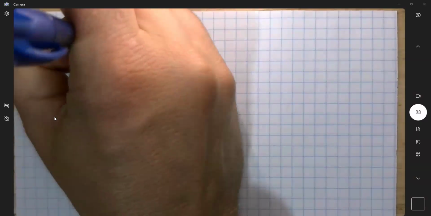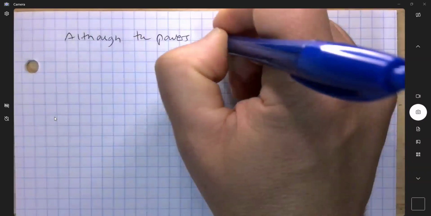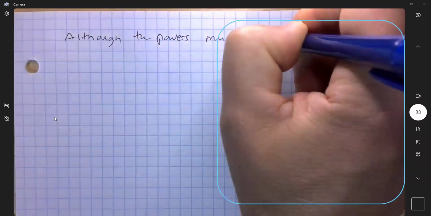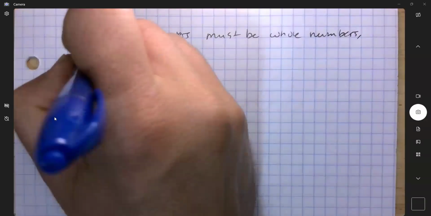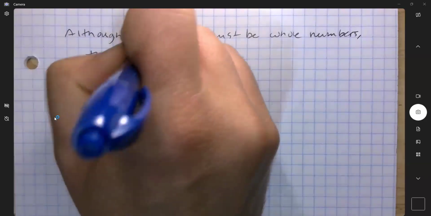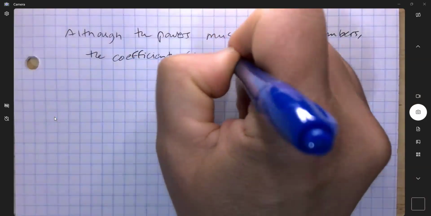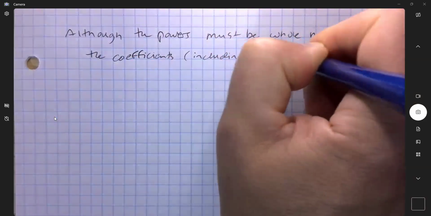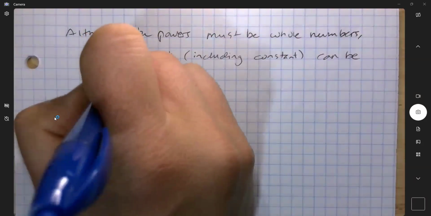One more thing to say about polynomials before we get into adding and subtracting them, and that is, although the powers must be whole numbers, the coefficients, including the constant term, can be any numbers.